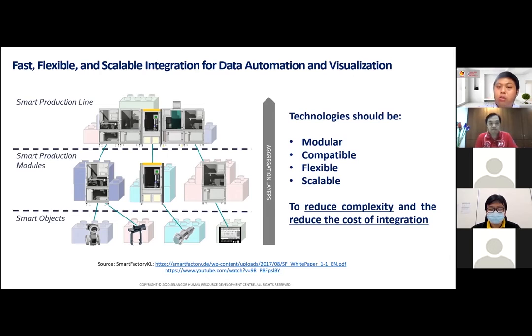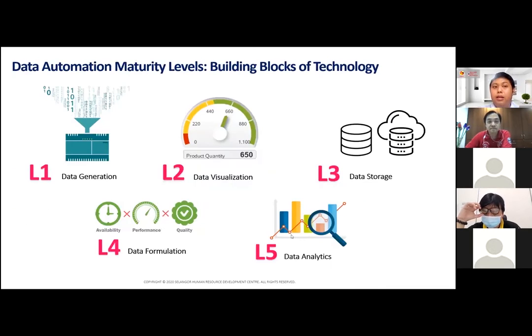So when we talk about technologies, we talk about compatibility, open communications, flexible communications and scalable integrations, and therefore reducing your overall complexity and your overall cost of integration. For many of the SMEs especially, we always help them to see where they want to get started. A lot of them want to go into analytics, they want to go into AI, which is very aspirational, it's very good.